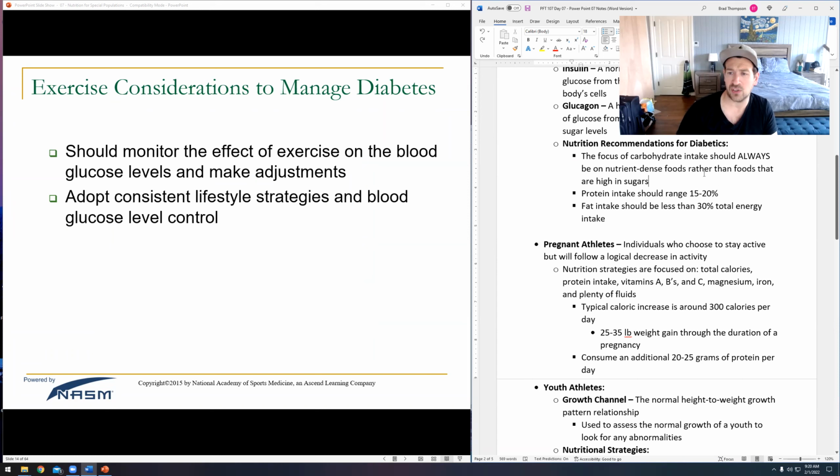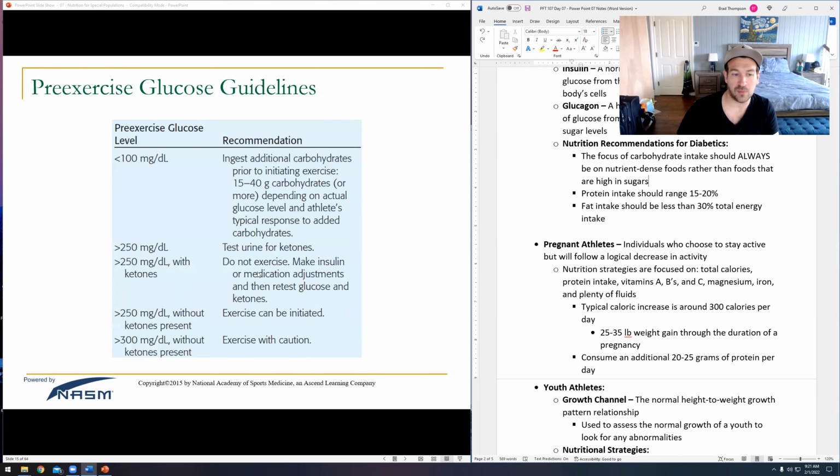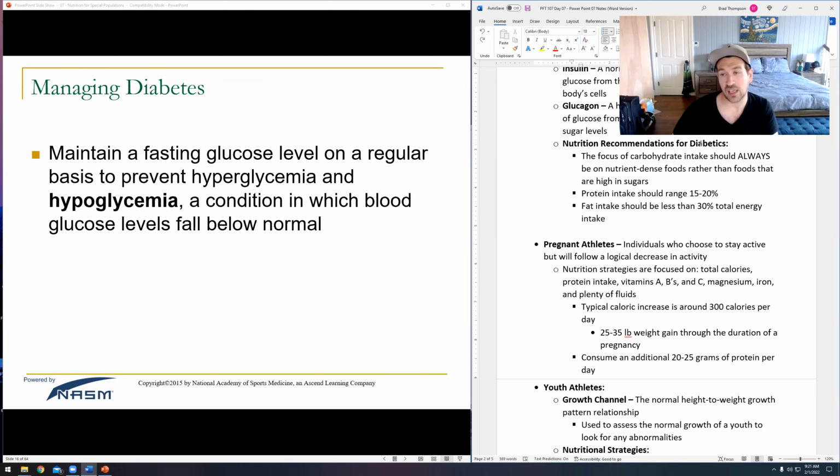The nutrition side of things, make sure the focus is always on complex carbs and nutrient dense carbohydrates that are low in sugar. We're not trying to spike the blood sugar levels. We're trying to keep the blood sugar levels in a normal, neutral position, right? So by ensuring that we're not spiking them too high, we are ensuring that our nutrient recommendations are where we want them. Protein intake, we want them to be about 15 to 20%. Remember, if you get too much protein, your body will just turn those amino acids into glucose. So too high of a protein on a diabetic diet can also cause problems. And then fat, we want it to be about 30%.